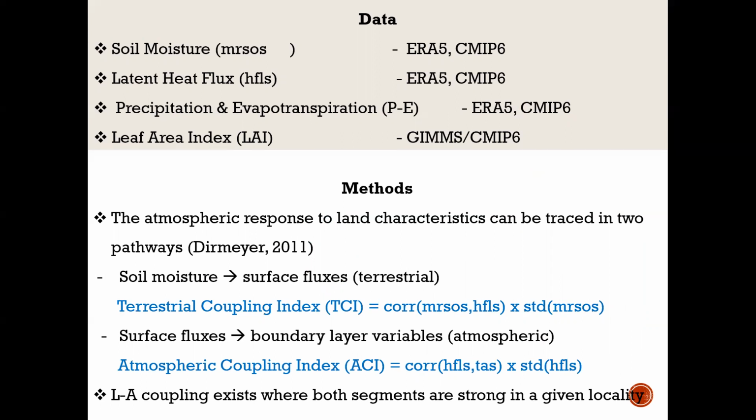In terms of the metrics, we were interested in representing the land atmosphere interactions, and this was done following Dirmeyer 2011. This process was represented in 2 segments, the terrestrial and the atmospheric segment, and the indices were a product of the correlation with the standard deviation for the variables of interest.